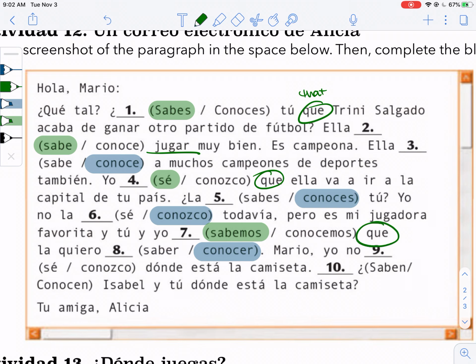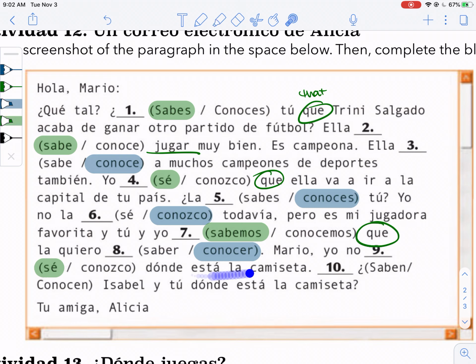This is that. So that's a fact. You know that. I want to know her. We want to know her. She is a person. Conocer. Mario, yo no sé dónde está la camiseta.